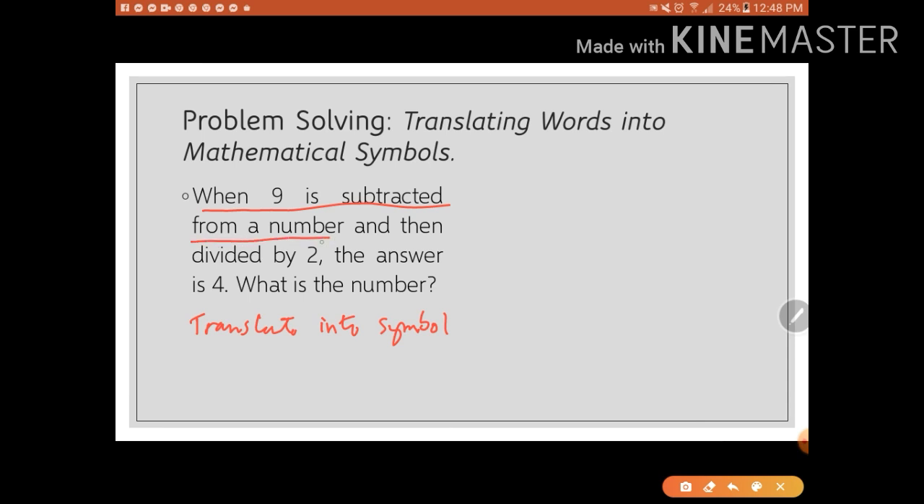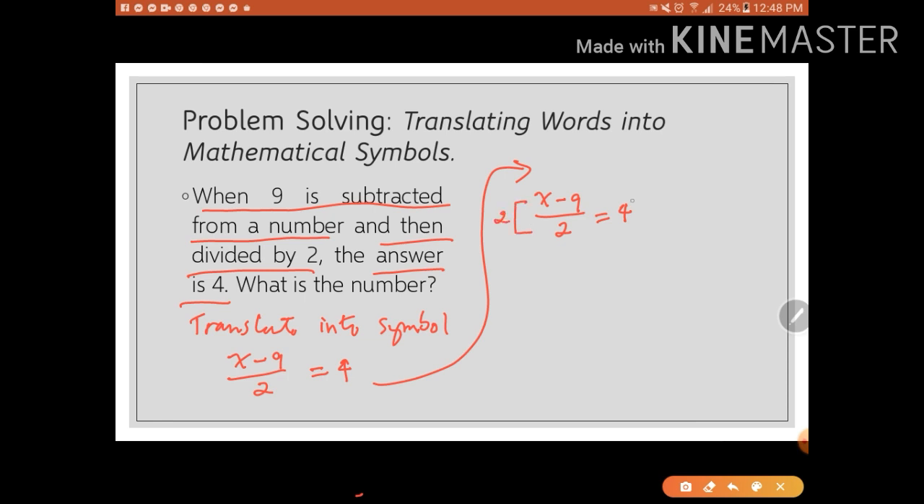Let us read it part by part. When 9 is subtracted from a number, so we have x minus 9, and then divided by 2, so you have to divide x minus 9 all over 2, the answer is 4. So that would be equated to 4. Since we now have our equation, let us find the value of our number. So let's rewrite the equation, which is x minus 9 all over 2 equals 4.